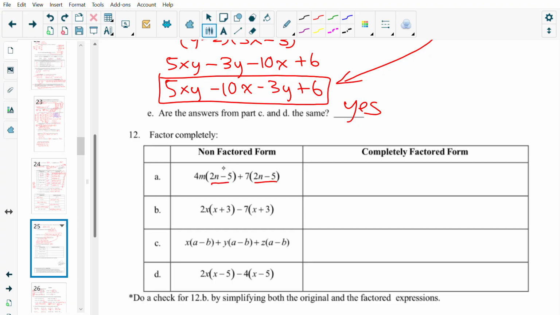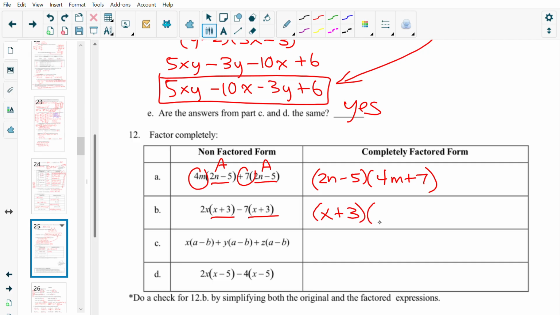Factor completely. So a little bit of practice here, and then we are done, folks. 2n minus 5, 2n minus 5. If it helps, just imagine an a and an a there. 2n minus 5. I'm left with 4m plus 7. 4m plus 7.